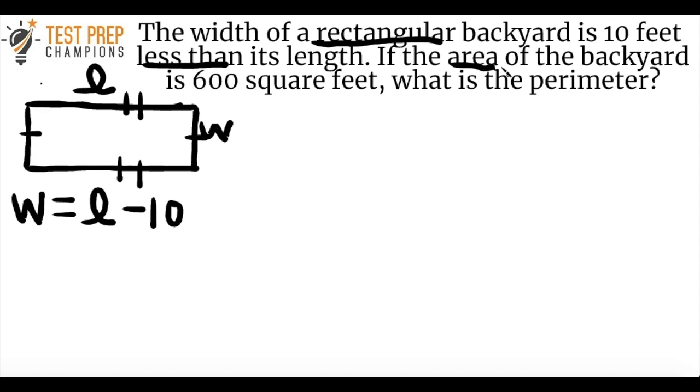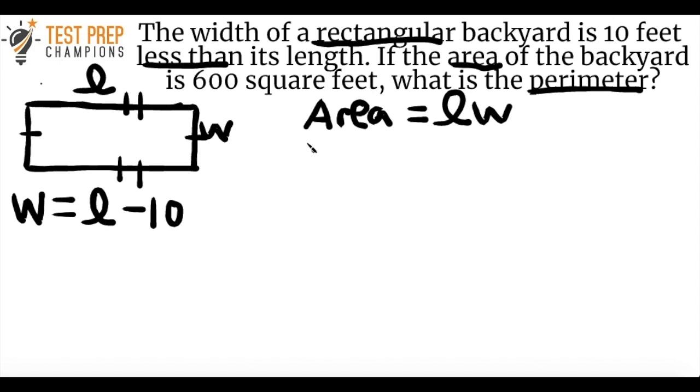Also, we see this word area and this word perimeter. When you see words like rectangle, area, perimeter, you want to go to your formula sheet that you'll get on your test, because you're probably going to have to do some kind of calculation with this. The area of a rectangle is equal to side times side, in other words, the length times the width.